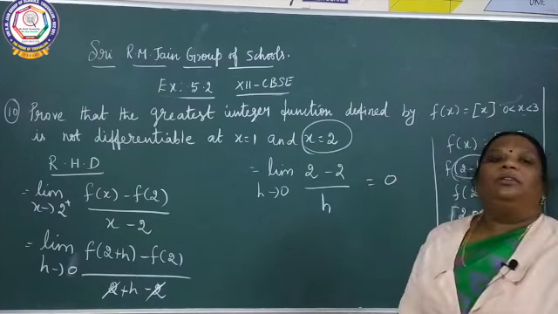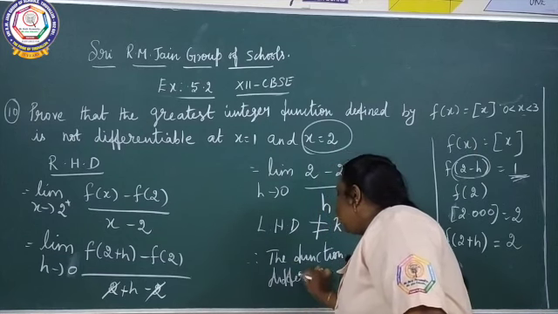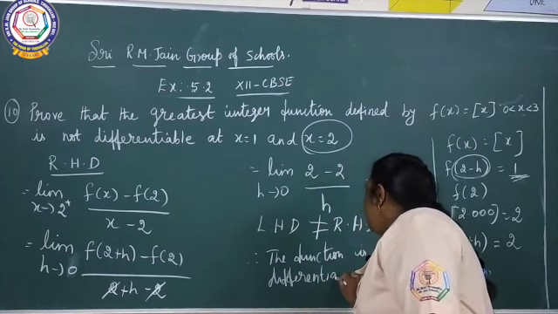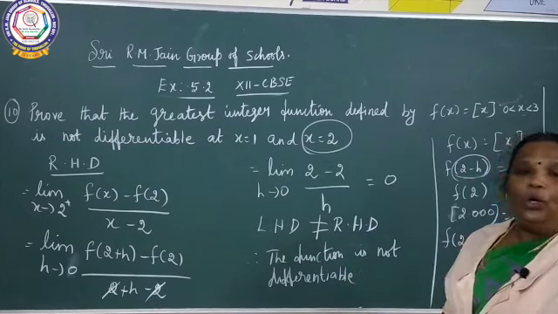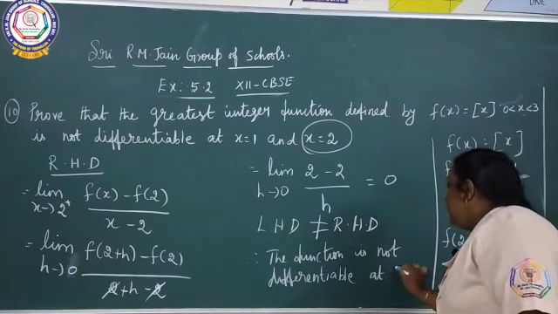So the left hand derivative is infinity, and the right hand derivative is 0. Left hand derivative is not equal to right hand derivative. Therefore the function is not differentiable at x equal to 2.